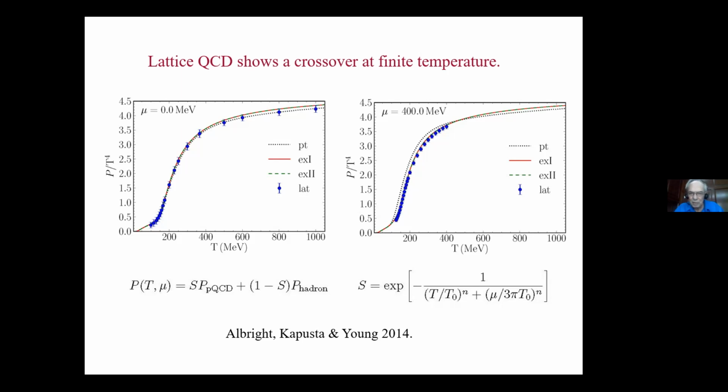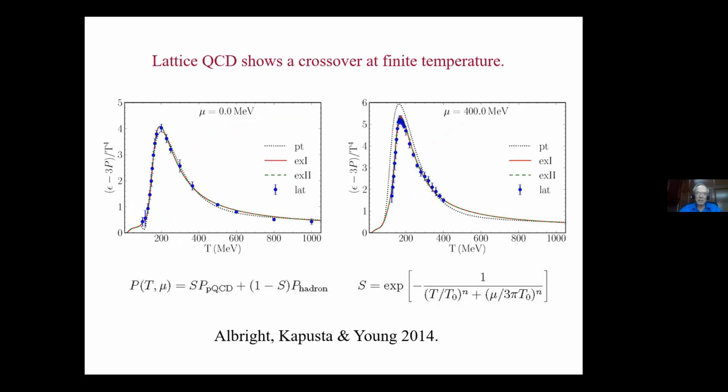So I said, okay, well, they also have some data at finite chemical potential. So on the right, 400 MeV. So we said, well, we're not going to change the parameters. Let's just see how our parameterization does. Extrapolate to finite chemical potential. And with no change in the parameters, we get a pretty good fit, especially using the excluded volume equation of state for hadrons.